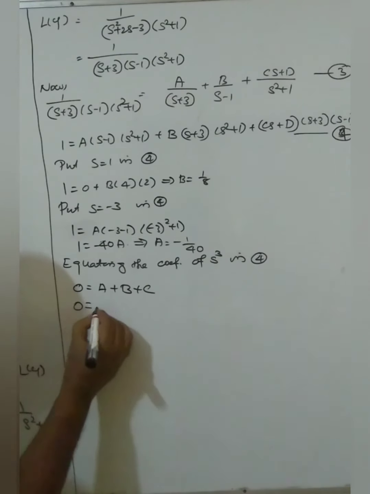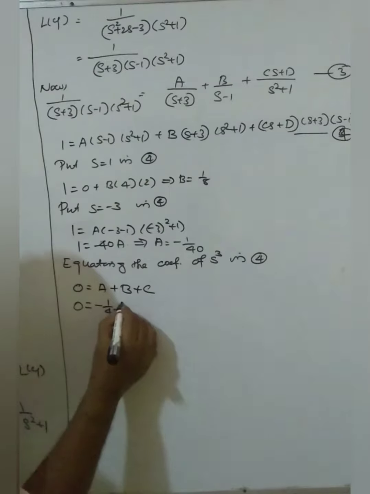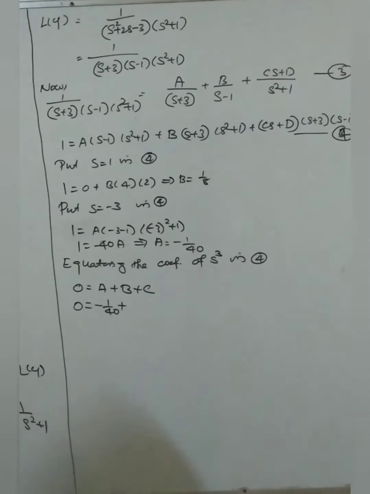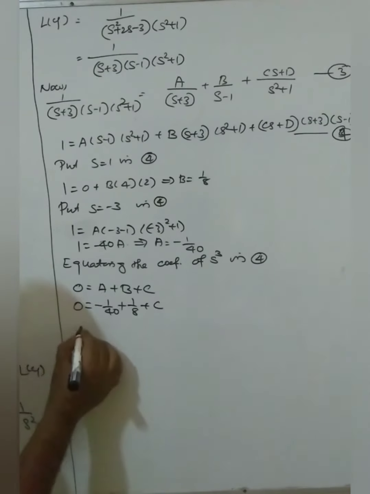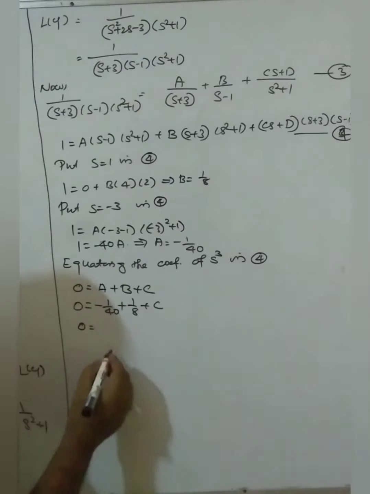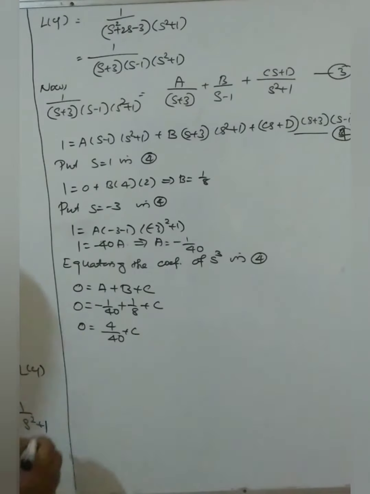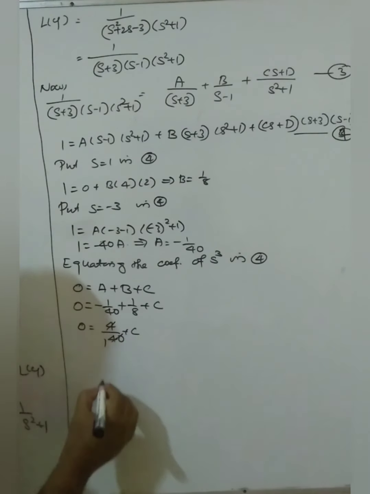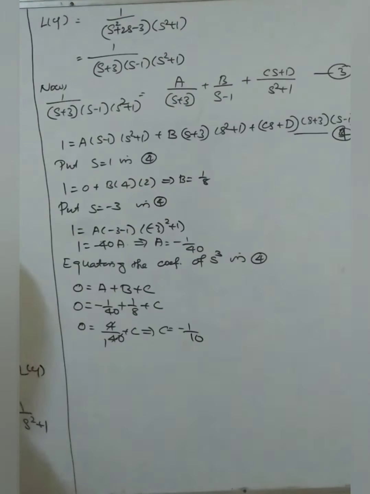That is 0 is equal to, what is a value? That is minus 1 by 40 plus, what is b? b is equal to 1 by 8 plus c. So 0 is equal to, if you take LCM, here 5, 5 minus 1 is 4 by 40 plus c, that is cancel. So this implies c is equal to minus 1 by 10.